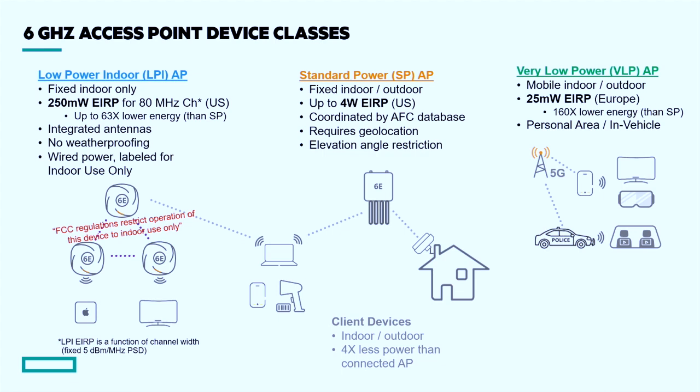If you're doing anything above low power indoor, maybe you're outdoors, or you want to go higher power, or you're weatherized, or all the rest of it, then you need to talk to the AFC, the Automated Frequency Coordination System. And that's where standard power comes in. So by definition, everything that's not LPI and is above it, as it were, you're in standard power and you need the AFC. And the very low power is not concerning us today, so I'm not going to go into it.